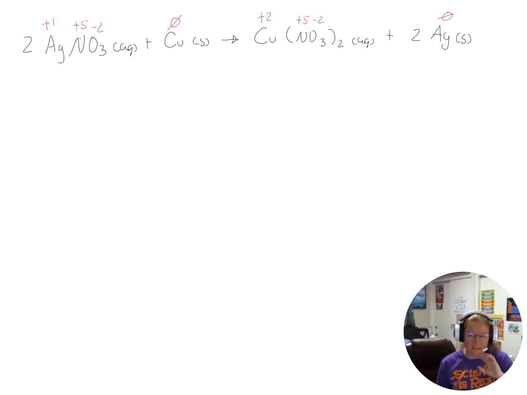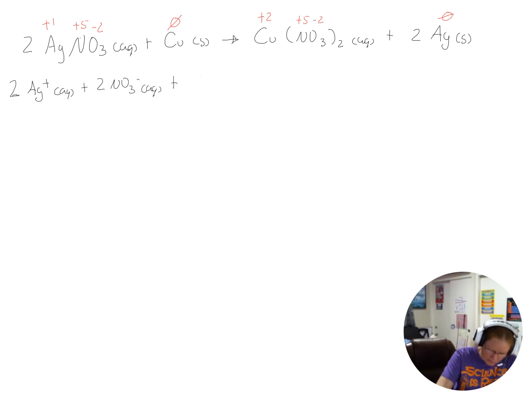So I'm going to rewrite this equation in a slightly different way. I'm going to write what's called an ionic equation. In fact, I'm going to write what's called a total ionic equation. So I'm going to account for everything that's here. So my silver nitrate is composed of a silver ion and a nitrate ion. I have a coefficient of 2 out front of that silver nitrate, which means that I have 2 silver nitrates. So I'm going to have 2 silver ions and 2 nitrate ions.